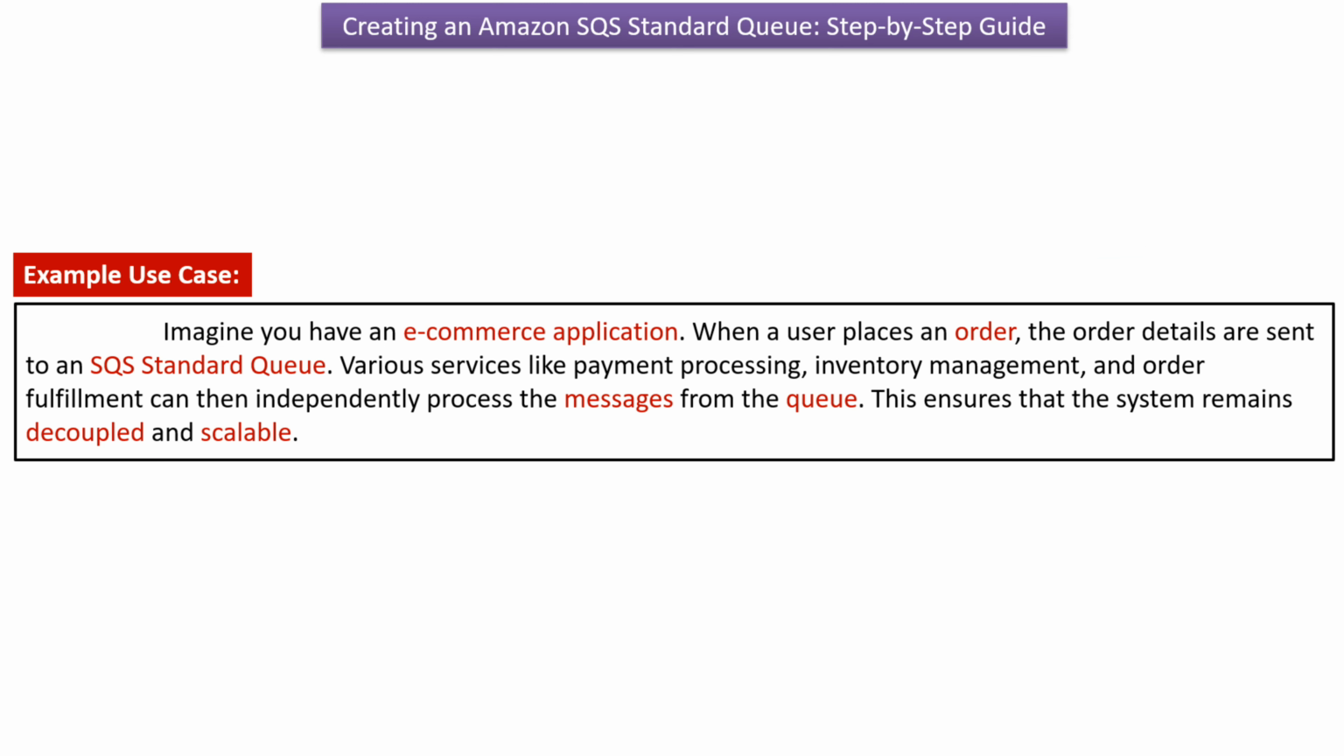Now we will see which use case we have to use Amazon SQS standard queue. Imagine you have an e-commerce application where users place an order and order details are sent to the Amazon SQS standard queue. Various services like payment processing, inventory management, and order fulfillment can then independently process the messages from the queue. This ensures the system remains decoupled and scalable.